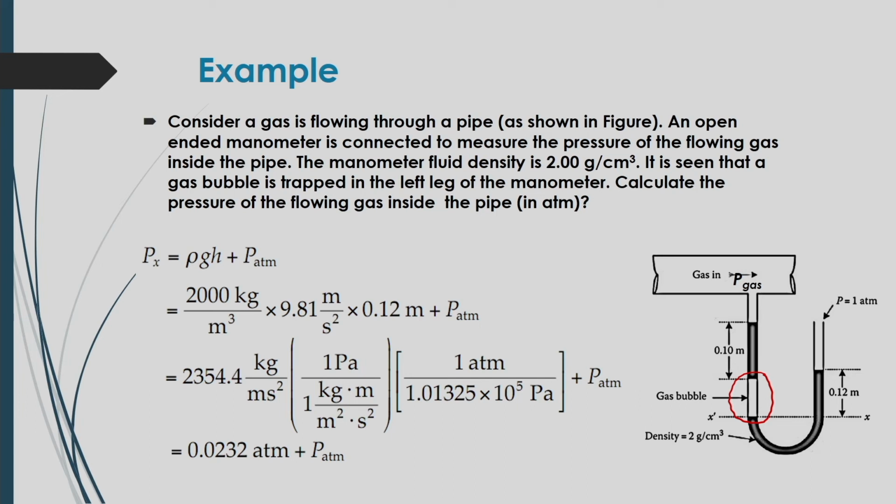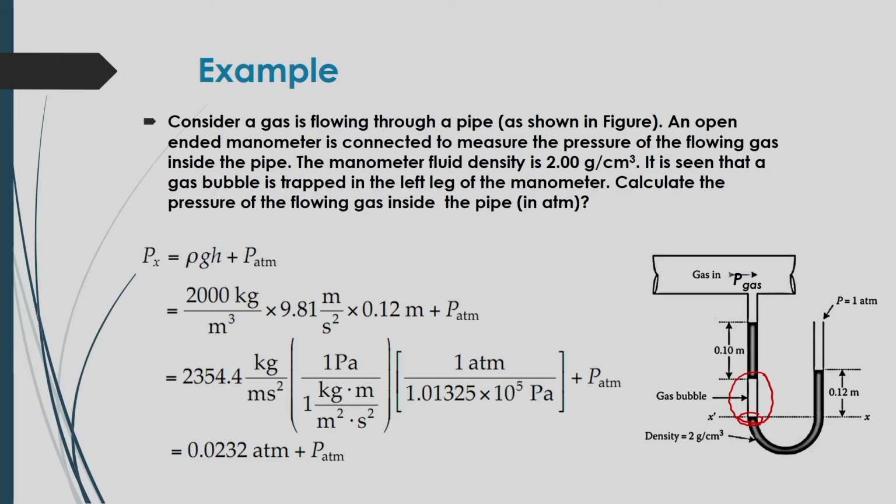How to calculate? See, here it is very interesting that the manometric fluid will be there inside the manometer, but during the flow some gas bubbles are trapped inside the manometer. Because of the trapping of this gas bubble, whatever pressure will be exerted here will be balanced by the manometric fluid rising up to this level. Now, how to calculate that pressure here? In this case, we consider the datum line x dash x here at this interface.